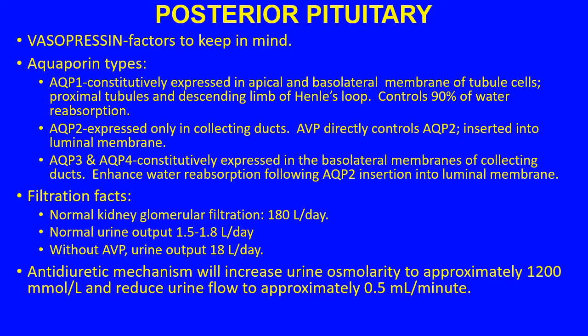So the antidiuretic mechanism will increase urine osmolarity to approximately 1,200 millimolars per liter and reduce urine flow to approximately 0.5 milliliters a minute. Now, if you get lost there with the numbers, think about it this way. What am I saying? The antidiuretic mechanism, okay, we're back. Just to help you, the antidiuretic mechanism is going to increase the urine osmolarity.